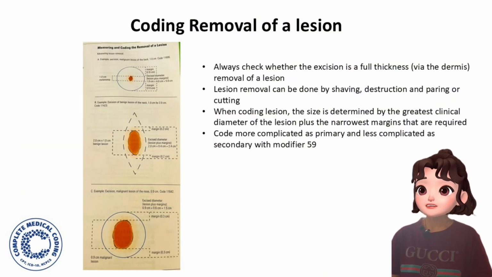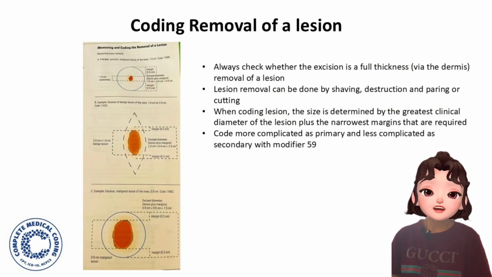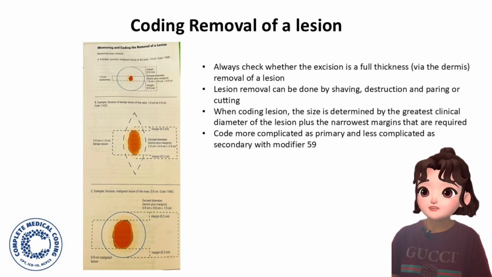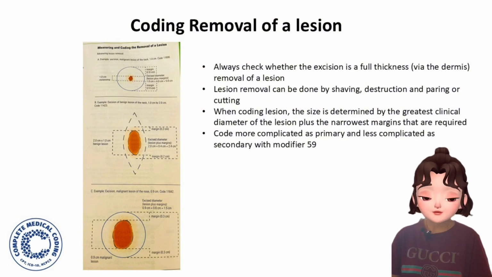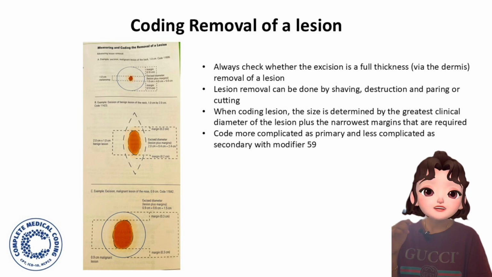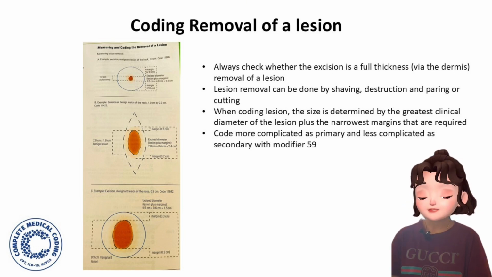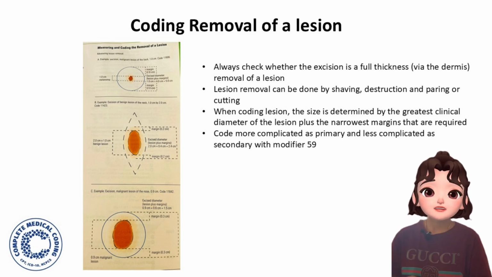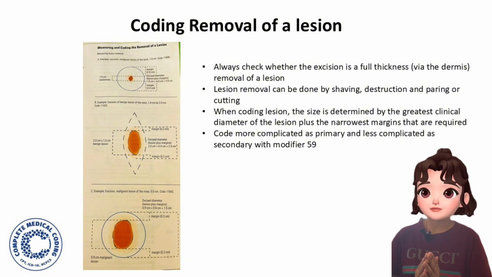Now, moving on to coding removal of a lesion. How will you code the removal of a lesion? Here, you have to always check whether the excision is a full thickness. Excision is a full thickness removal of a lesion. Full thickness means through the dermis. So you have to always check whether the excision is full thickness removal of a lesion.